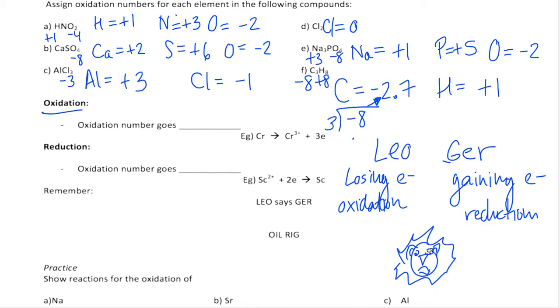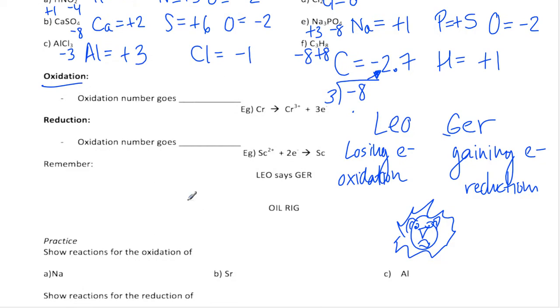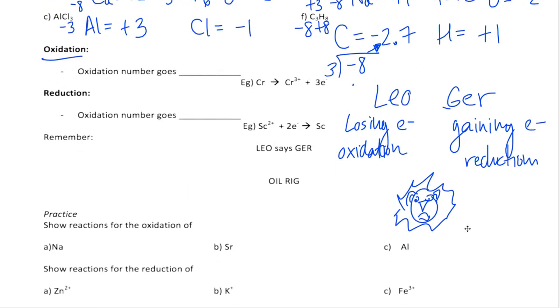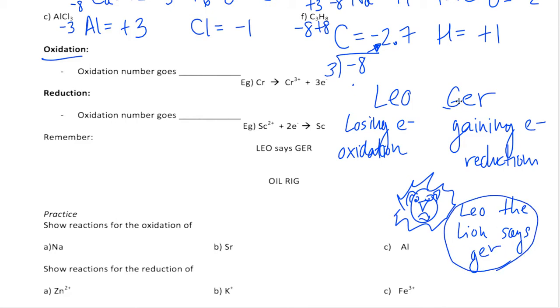Put some eyes there for Leo. Okay, cool. So he's Leo the lion. There you go. He says grr. Okay, and that's your little mnemonic device. So the oxidation number, if you're losing electrons is oxidation, chromium is oxidized. But if you gain electrons during a reaction, right, Leo says grr, and you can also do OIL RIG. Oxidation is losing, reduction is gaining electrons.